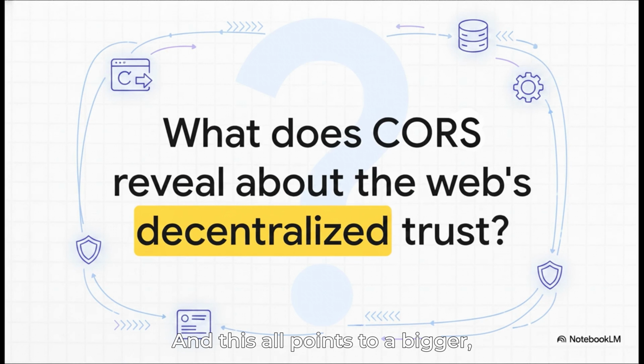And this all points to a bigger, really cool idea. This whole dance between the browser and the server is a perfect example of the web's core design. It's not a system built on some central authority telling everyone what to do. It's a system built on a decentralized model of trust, where every single server gets to declare who it trusts, and our browsers act as these impartial enforcers, all to keep every single one of us safe online.